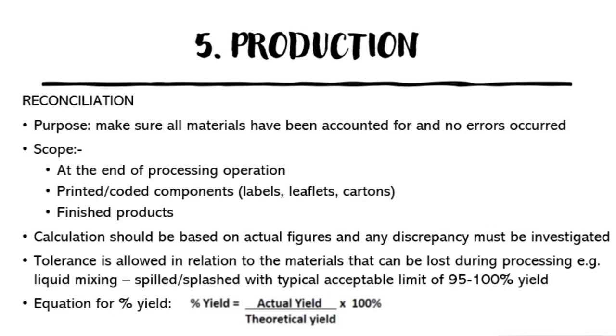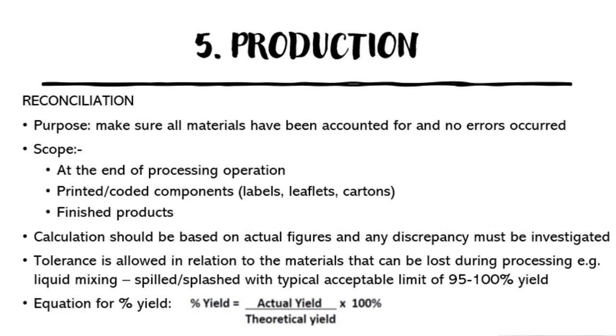Reconciliation will be conducted at the end of the processing operation. So the printed or coded components such as labels, leaflets and cartons and also finished product will be reconciled at the end of their processing operation. The calculation should be based on the actual figures, and if there are any discrepancies, a thorough investigation must be conducted to solve the discrepancies and rectify them if applicable.